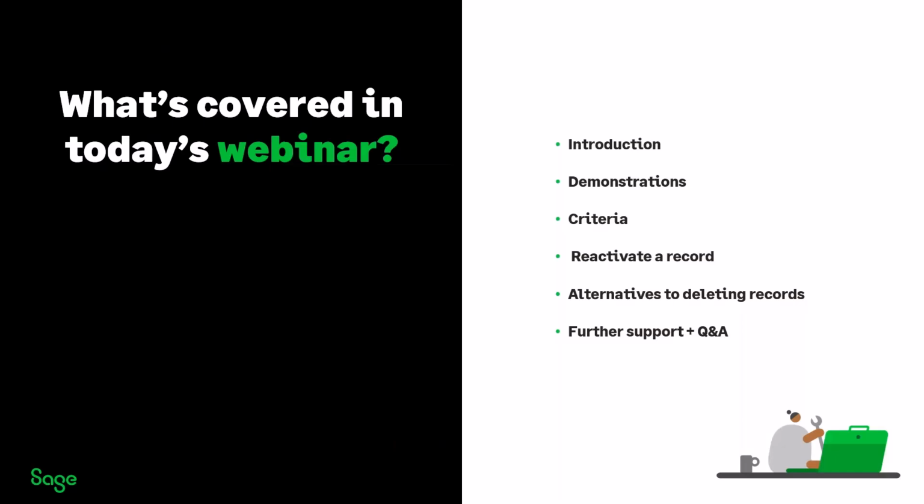Reactivating a record. So you might flag one as being inactive and then think, actually, I now want to use that record again. So nice and easy to do that. And obviously, there are alternatives to deleting your records as well. So there are a number of different options. So we'll cover that in a bit more detail when we get to it. And then just right at the end, we'll explain more about the additional support and pick up on any questions that might be outstanding. So let's get stuck in.